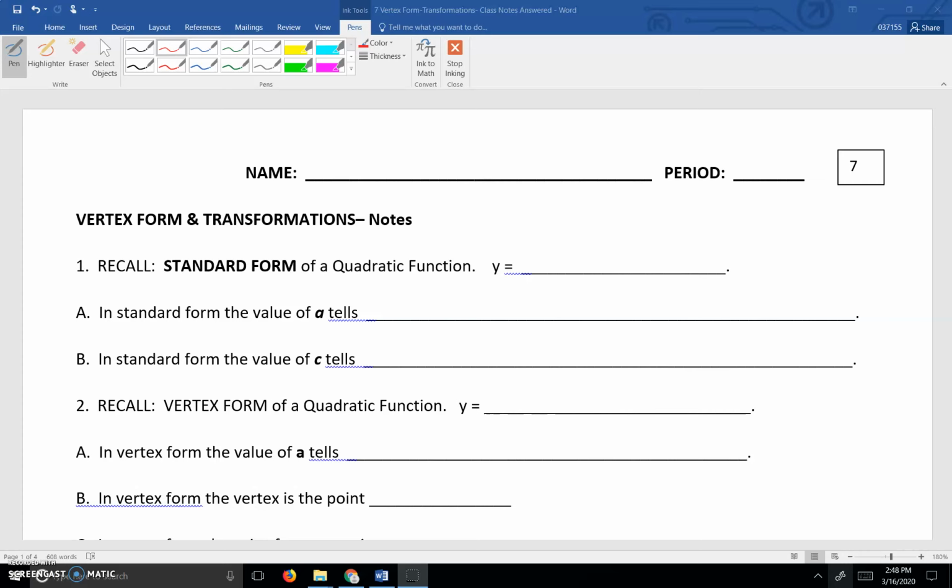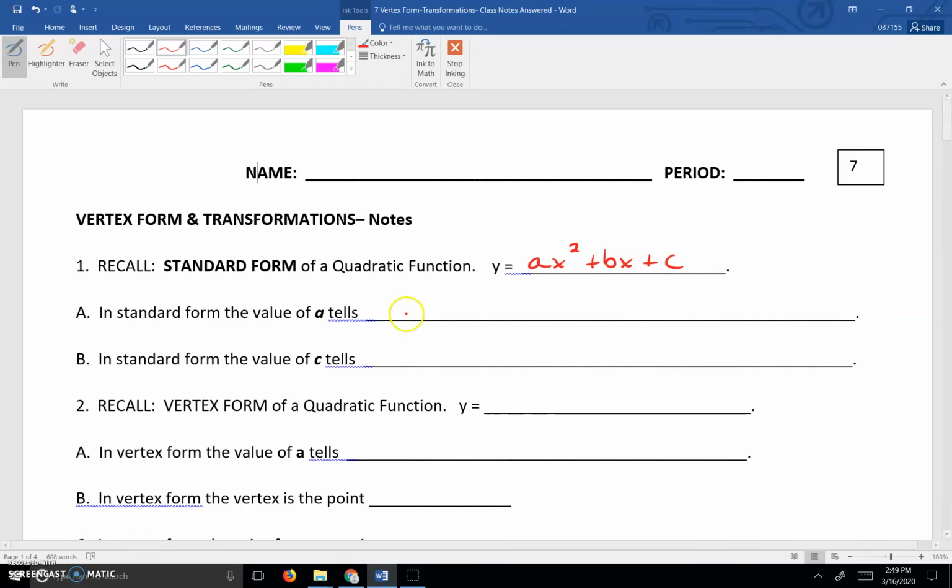Today we're going to be looking at vertex form of the equations, their graphs, and the transformations that occur on that. So remember, we've talked about standard form of a quadratic before. Standard form of a quadratic function is ax squared plus bx plus c. Remember, a, b, and c are all integer values for the most part, what we call real numbers.